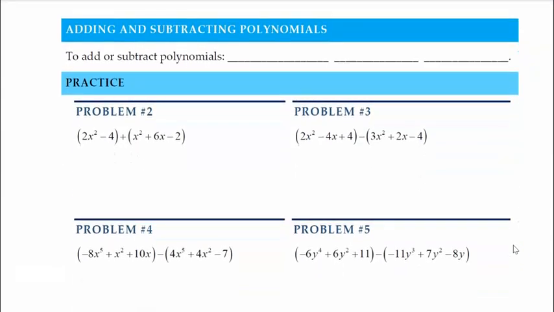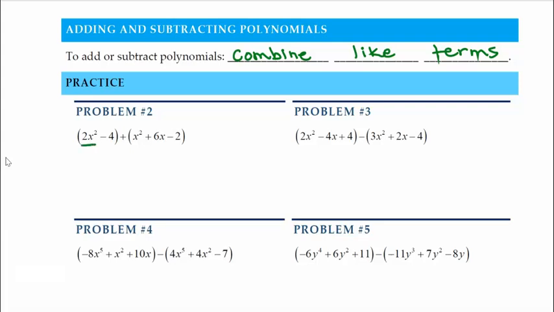The other thing on 3.1 is we're going to talk about adding, subtracting, and multiplying polynomials. To add or subtract polynomials, you've got to combine like terms. And what I mean by like terms is the same variable with the same exponent on it.